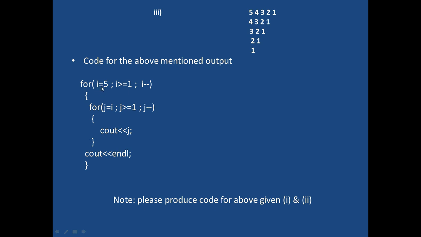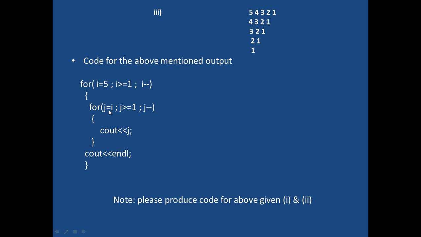Outer starts from 5 going to 1 with 1 decrement. It will start from 5 and go up to 1 with 1 decrement. So this is your outer loop, and the inner loop starts from I. What does it mean? What is meant by I over here? The value of I is the value that it will get from the outer loop.